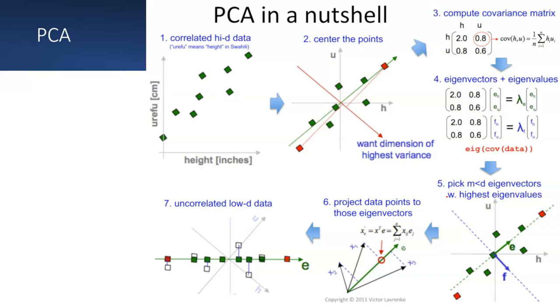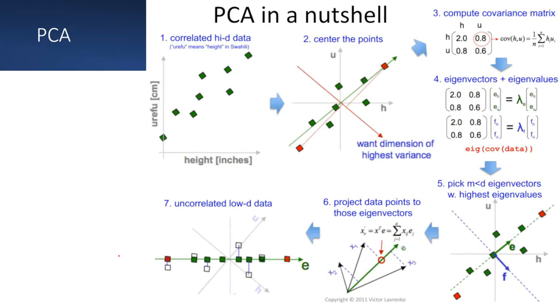In a nutshell, what is PCA? You can see over here, we start with correlated high dimensional data. Then we center the points, and third, we compute the covariance matrix. Then we need to find the eigenvectors and eigenvalues. Eigenvectors are the matrix basically, and eigenvalues are the values which you take common from it. Then pick m less than d eigenvectors with the highest eigenvalues, and project the data points onto those eigenvectors, right? And you get uncorrelated low dimensional data. This is how it works.